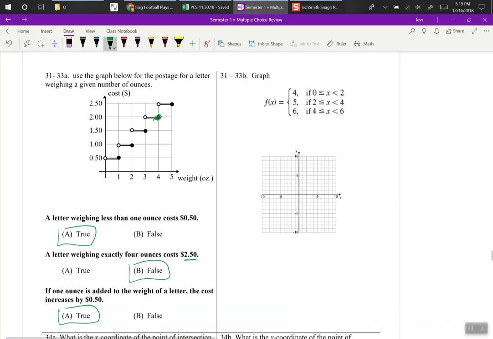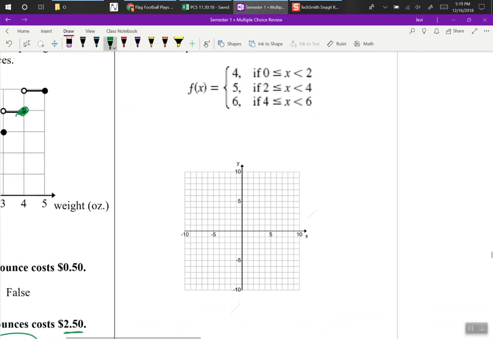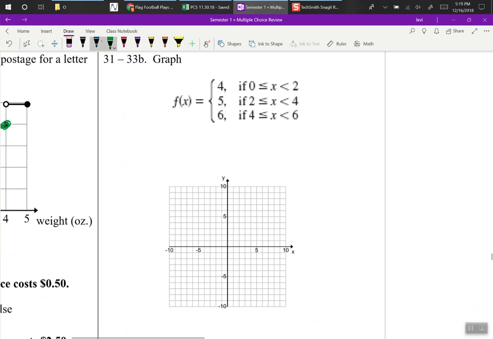31 through 33, make this graph. So let's do f of x is 4. So that would be a horizontal line at 4 from 0 to 2. So from 0 to 2, we're at 4. We've got a closed circle here and an open circle there because we have the equal sign and no equal sign.